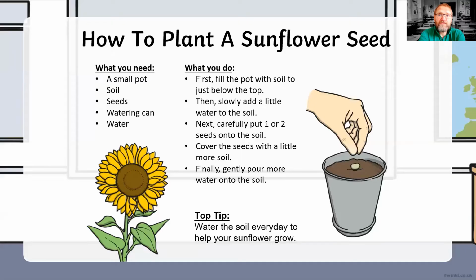So let's have a look at the instructions that we saw earlier in the week, and that is how to plant a sunflower seed. Now we've got that heading at the top. We've got a subheading, what you need, with a list of all those resources. What you do, and that's the actual instructions to plant the sunflower seed. And then we've got a top tip at the bottom.